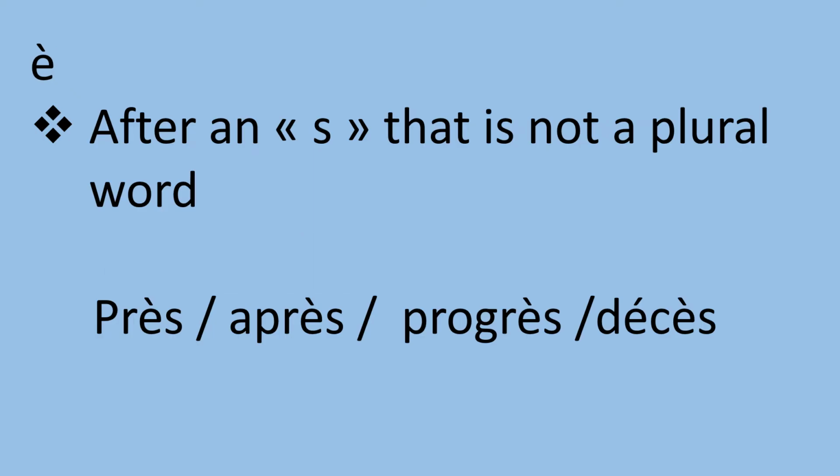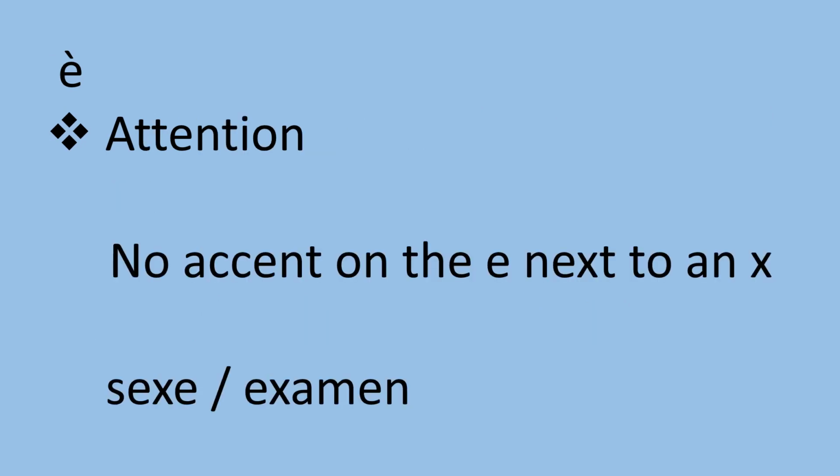You will find it after an S that is not a plural word. For example, près, après, progrès, décès. Okay, près is near, après is after, progrès is progress, and décès is death. However, be careful. You will not see an accent on the E if that E is placed next to an X. For example, sexe, examen. As you can see, there's no accent.